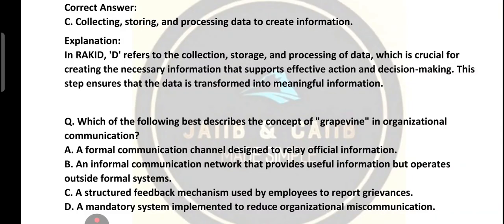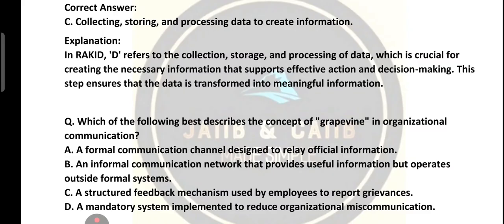Two of them are chatting at a coffee break, and one of them says, "Hey, I heard that our department might get a new manager next month." Obviously it is not official, it is not announced formally, but this informal information is spreading through people talking. Sometimes it turns out to be true, and sometimes it is just a rumor. But either way, it spreads fast, and it keeps people informed in a casual way. This is what we call the grapevine in the organizational context.